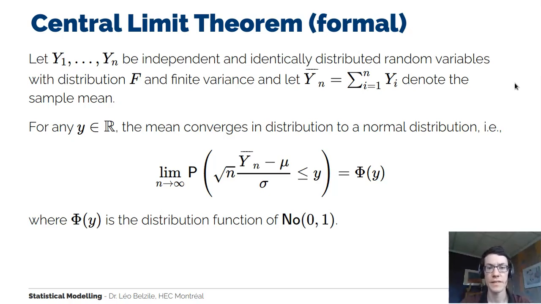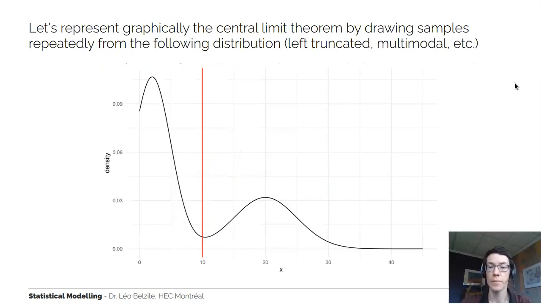So let's see this in practice. I'm going to sample from an arbitrary distribution. So this is my distribution F, that's its density. You can see the distribution is not normal. Actually, it's multimodal. There's a mode around perhaps 3. It's left truncated at 0, and the average kind of falls in between the modes. And it extends into the tails up to about 40 or so, where then the probability becomes negligible.